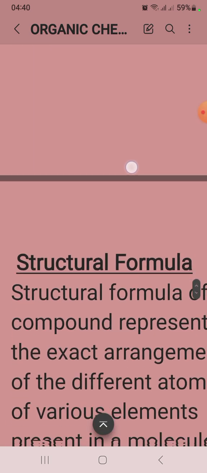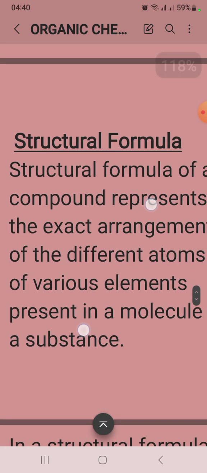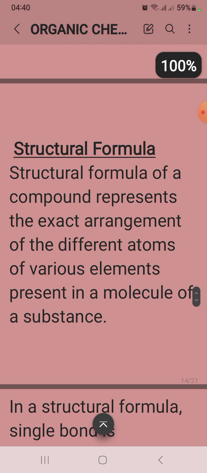Next type of formula is structural formula. The definition of structure formula is that structure formula of a compound represents the exact arrangement of different atoms of various elements present in a molecule of a substance. Now, through molecular formula, we know which elements are there and how many atoms are there, and structure formula tells you how these atoms are arranged with each other.